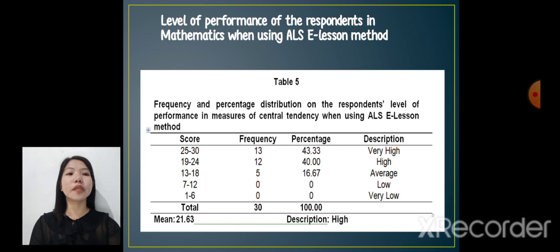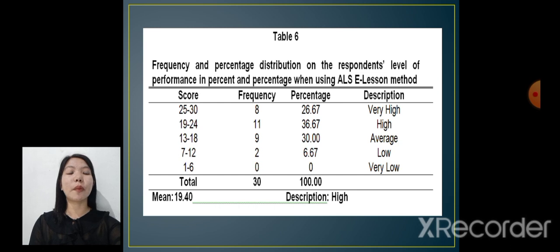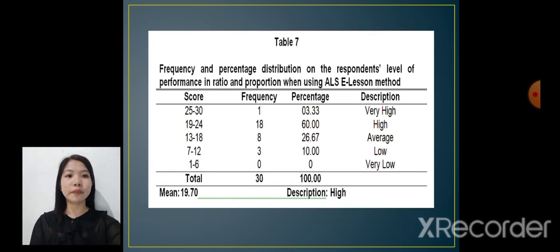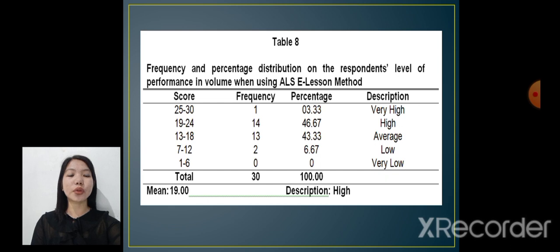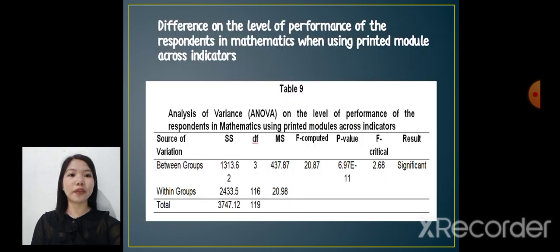Level of performance of the respondents in mathematics when using the ALS E-Lesson method. Table 5 shows the performance in measures of central tendency with a mean score of 21.63, described as high. Table 6 shows the performance in percent and percentage with a mean score of 19.40, described as high. Table 7 shows the performance in ratio and proportion with a mean score of 19.70, described as high. And Table 8 shows the performance in volume with a mean score of 19.00, described as high.